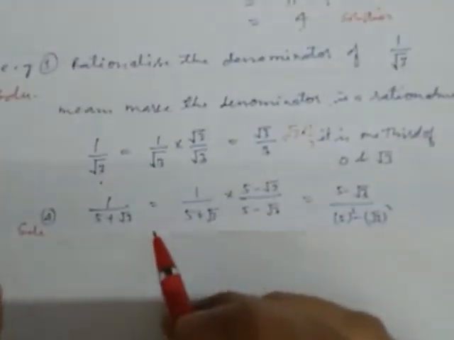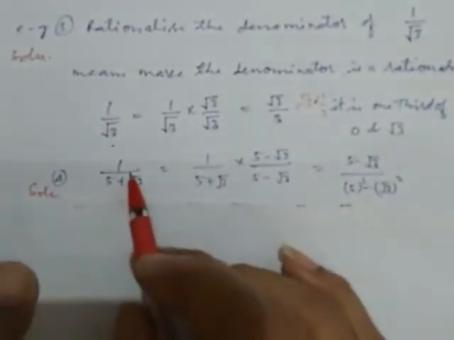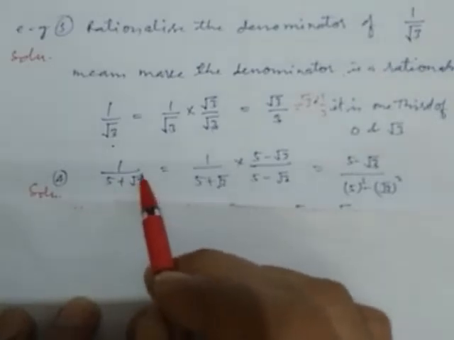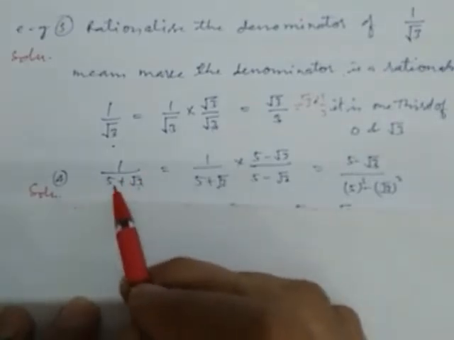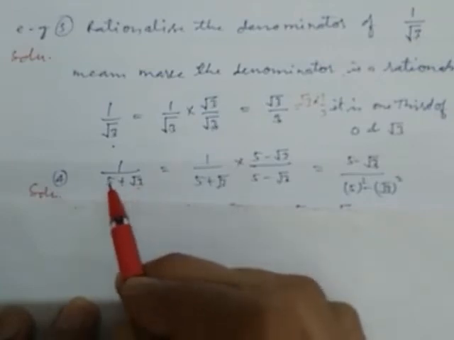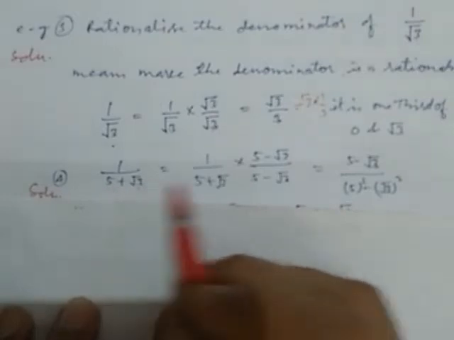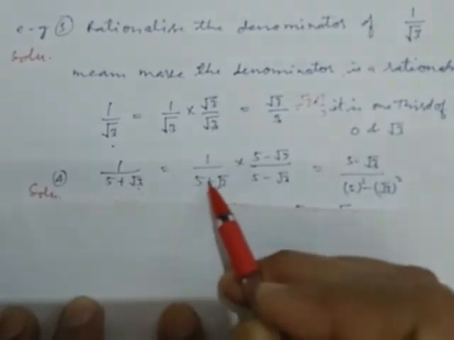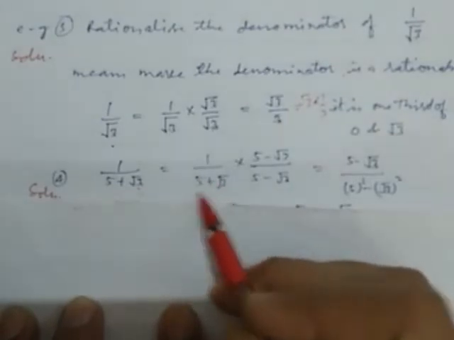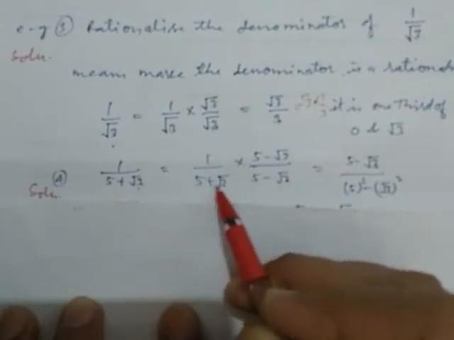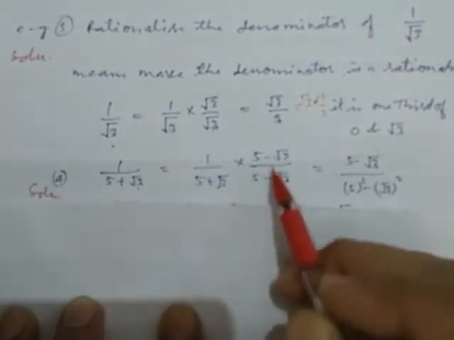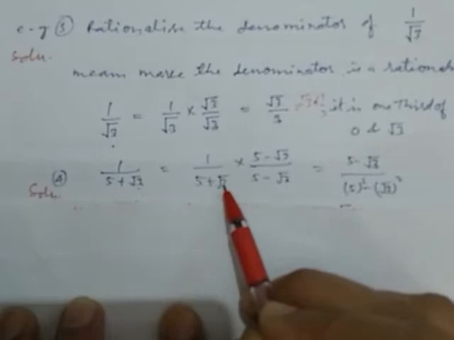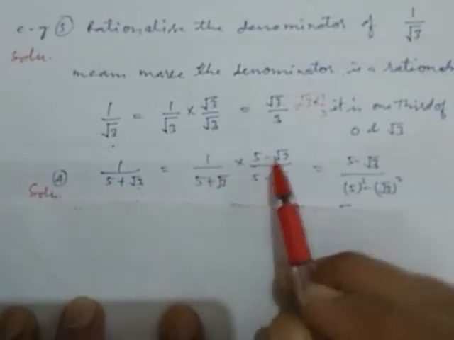Now again we take another example. 1 upon 5 plus root 3. Now this time the denominator does not completely have the root. In one part there is a root and one part is free of the root. How do we solve this? Here the number is 1 upon 5 plus root 3. So we change the sign here, which is called the conjugate of this. 5 plus root 3, so we take 5 minus root 3 and multiply numerator and denominator both by 5 minus root 3. Only change the sign. Before the number which has the root, we change the sign and multiply this.